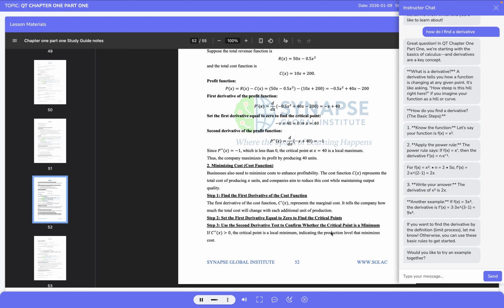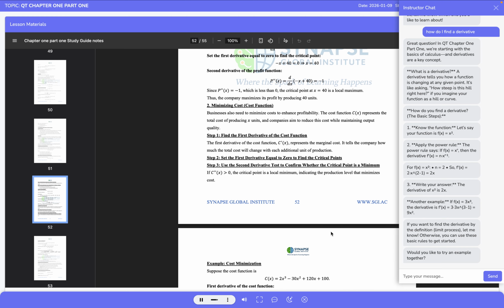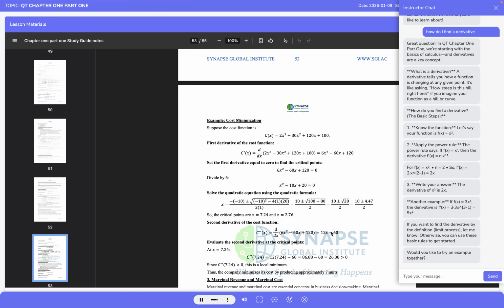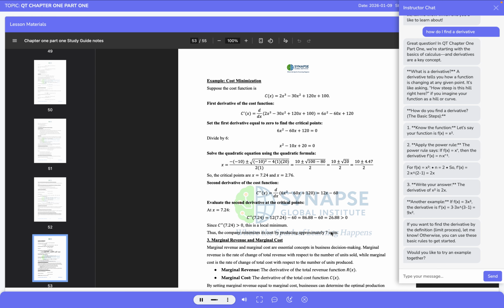If the second derivative evaluated at a critical point is positive, the cost function has a local minimum at that point. For example, suppose the cost function is 2x cubed minus 30x squared plus 120x plus 100. Differentiating this function gives 6x squared minus 60x plus 120. Setting this equal to 0 and simplifying leads to two critical points, approximately 7.24 and 2.76.